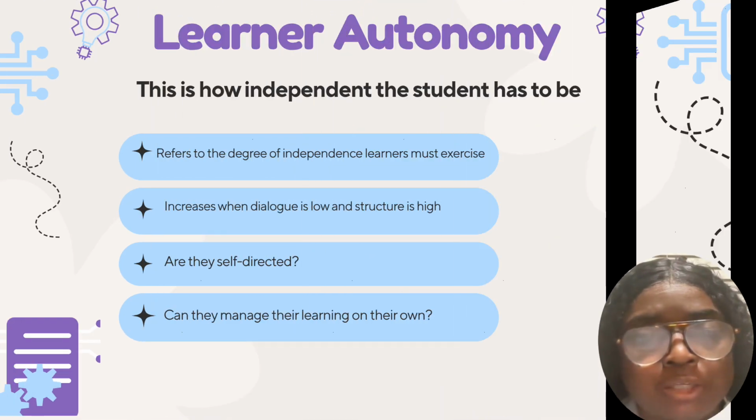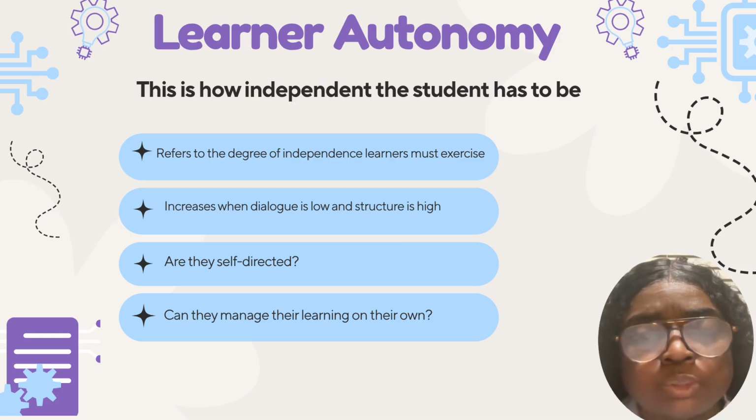Third, learner autonomy. This is how independent the student has to be. It refers to the degree of independence learners must exercise. It also increases when dialogue is low and structure is high. Are they self-directed? Can they manage their learning on their own? The higher the distance, the more autonomy students need.